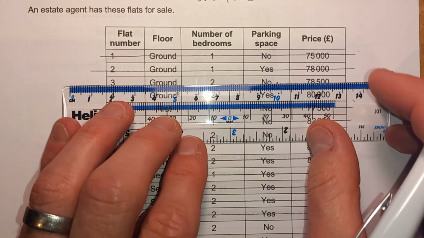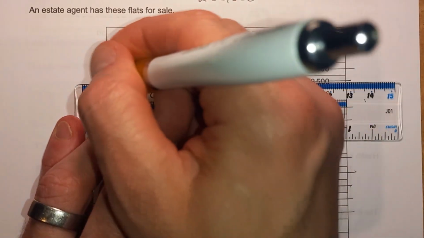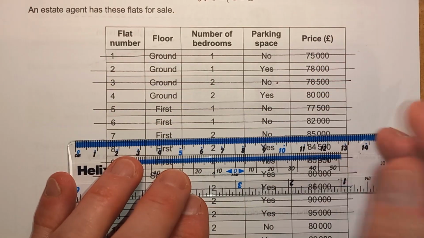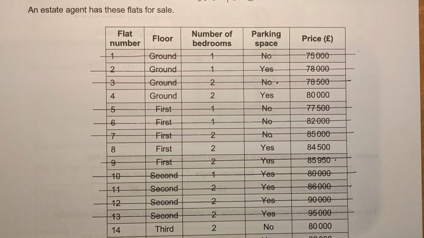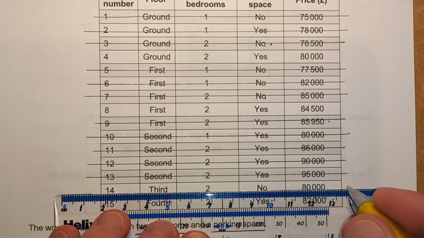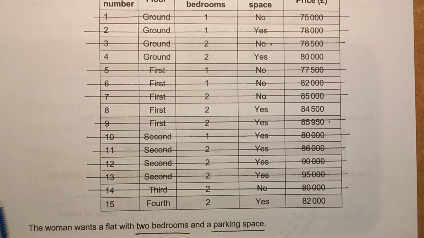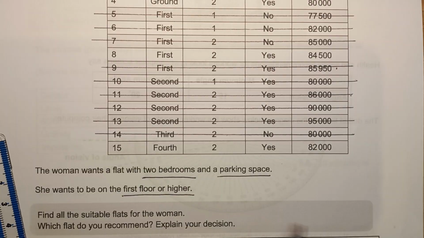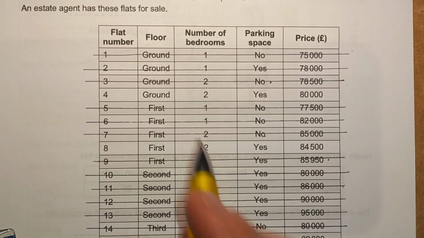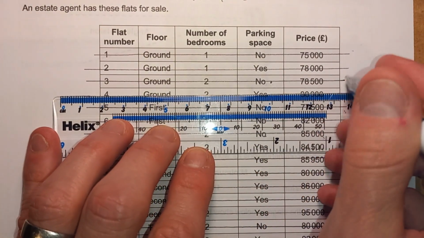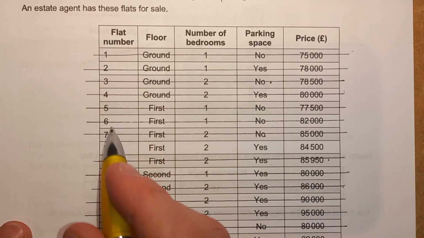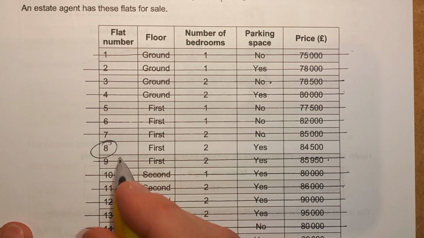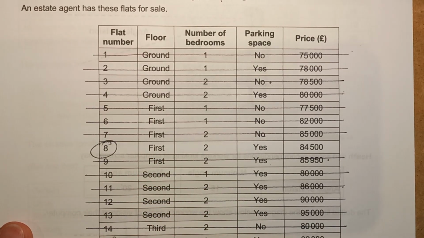This one hasn't got a parking space, so we can say goodbye to flat number 3. Any others? This one. And flat number 14. And then also it needs to be on the first floor or higher. So anything on the ground floor is out. So let's see what's left. 1, 2, 3, 4, 5, 6, 7 all ruled out. We've got flat 8, 9, 10, 11, 12, 13, 14 ruled out, and 15.